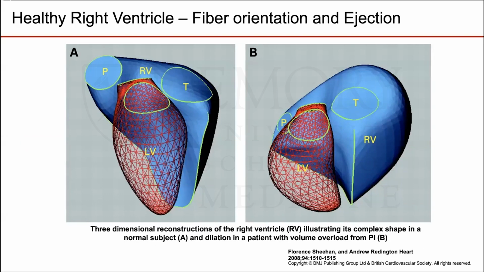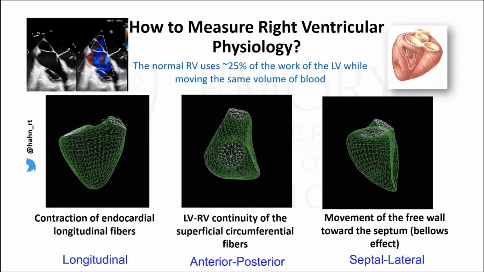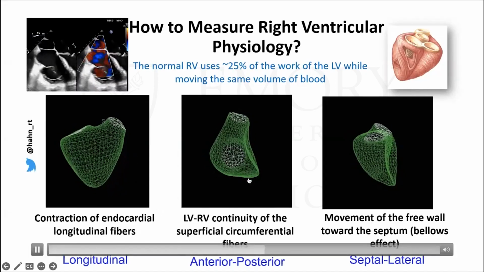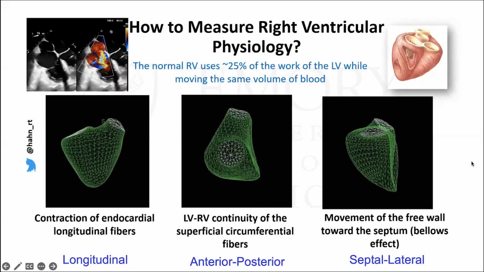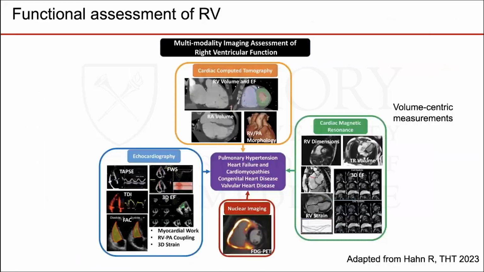This is a 3-dimensional reconstruction of both ventricles, showing how complex the shape of the RV is and how massively it changes and dilates in a patient who has been experiencing volume overload. This little video will show you the different decomposed motions of the RV, the longitudinal, anteroposterior, and the septolateral motions. And there have to be multiple ways to quantify these.